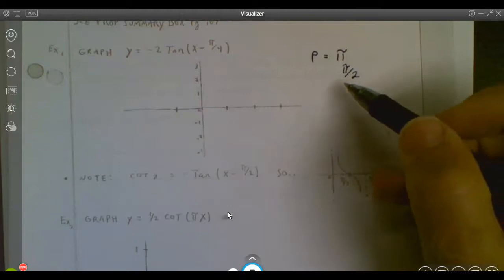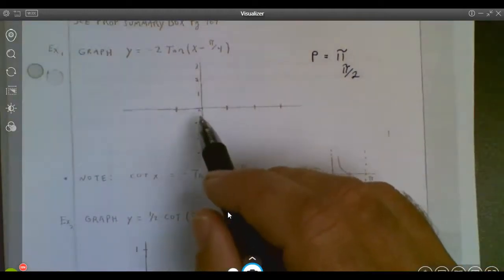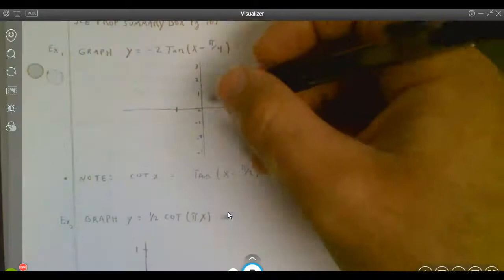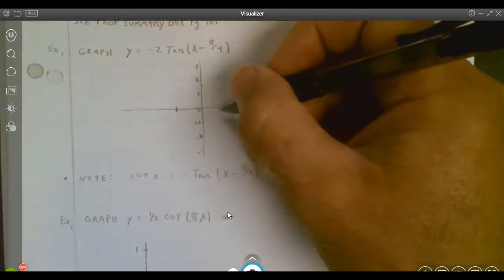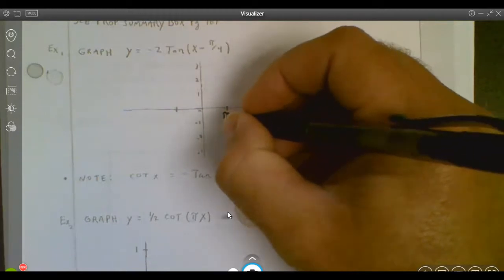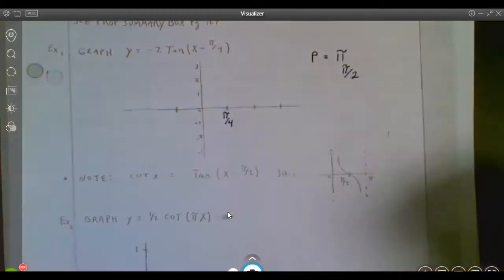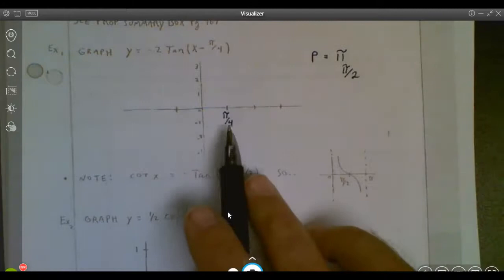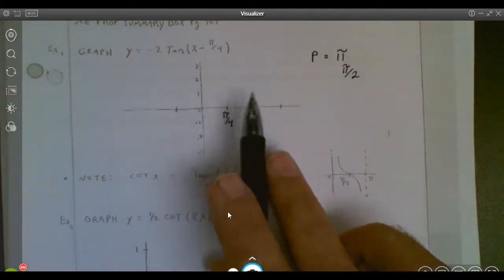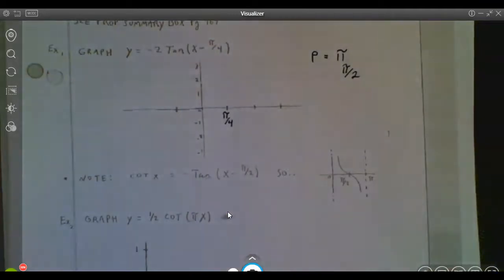But I'm moving from the center, so I need to know where this graph is centered. The parent function was at 0, but this one has been moved to the right pi over 4 units. So this point was actually moved to pi over 4. That's where this graph is now centered. From here, if I move pi over 2 to the left and pi over 2 to the right, I would get my vertical asymptotes.